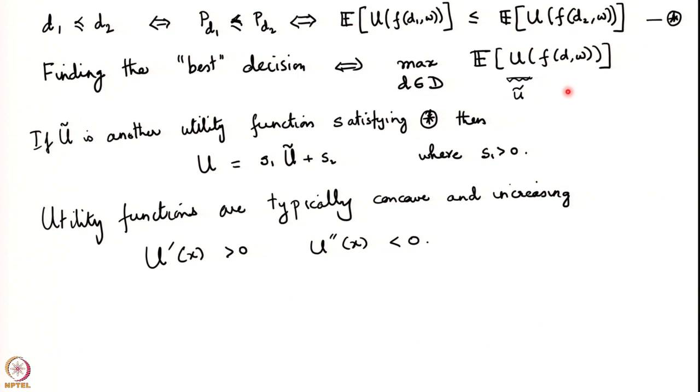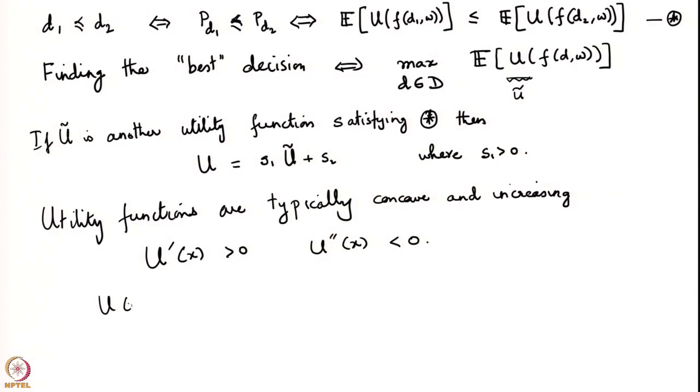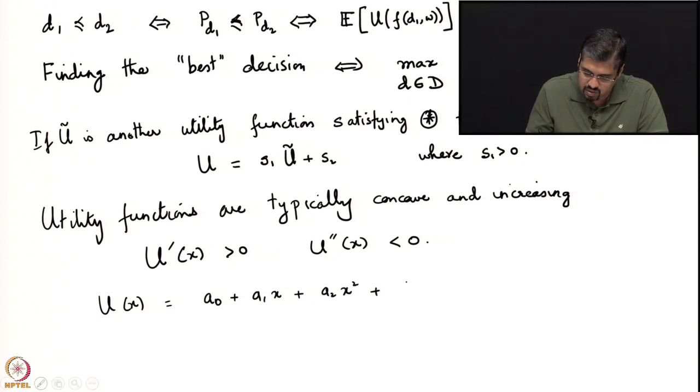So this also tells us where we were going wrong when we were looking at only the averages, and also answers the question of what one should actually look at. We were going wrong in looking at the averages by basically ignoring all the higher moments. So one can think of u as some kind of power series, suppose. So it is say a0 plus a1 x plus a2 x square plus a3 x cube and so on.